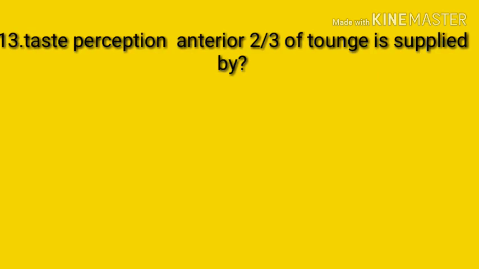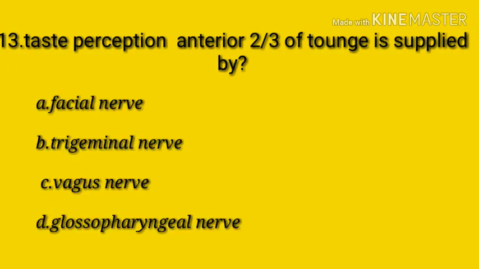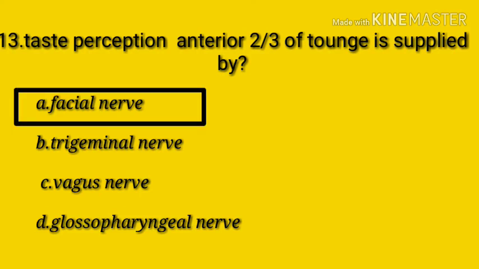Question number 13. Taste perception of the anterior two-third of the tongue is supplied by option A, facial nerve; option B, trigeminal nerve; option C, vagus nerve; and option D, glossopharyngeal nerve. Answer is option A, facial nerve. The taste perception at the posterior one-third is supplied by the glossopharyngeal nerve and the anterior two-third by the facial nerve.